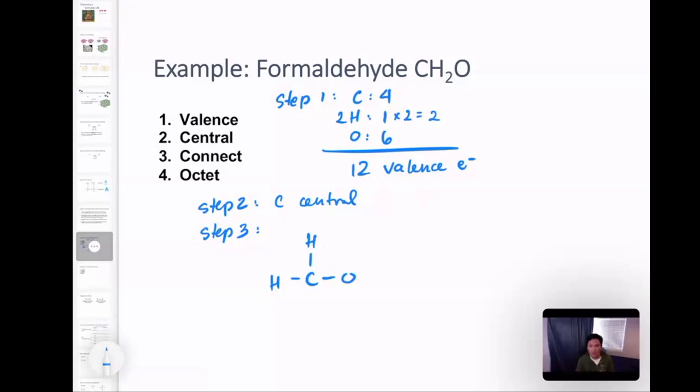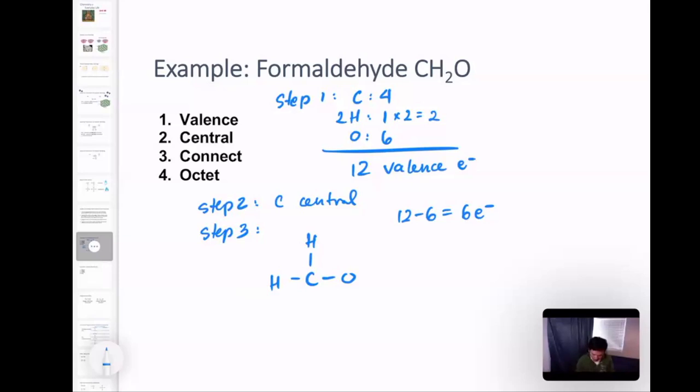So far, how many electrons have we used? Each bond represents 2 electrons, right? So 3 bonds is 6 electrons. We have 12 electrons total, but we have used 6, so we have 6 electrons left. I want to keep a little bookkeeping. Part of step 3 is that whatever valence electrons you have left, you can go ahead and put them on the atoms on the outside first before you dump them into the central atom.